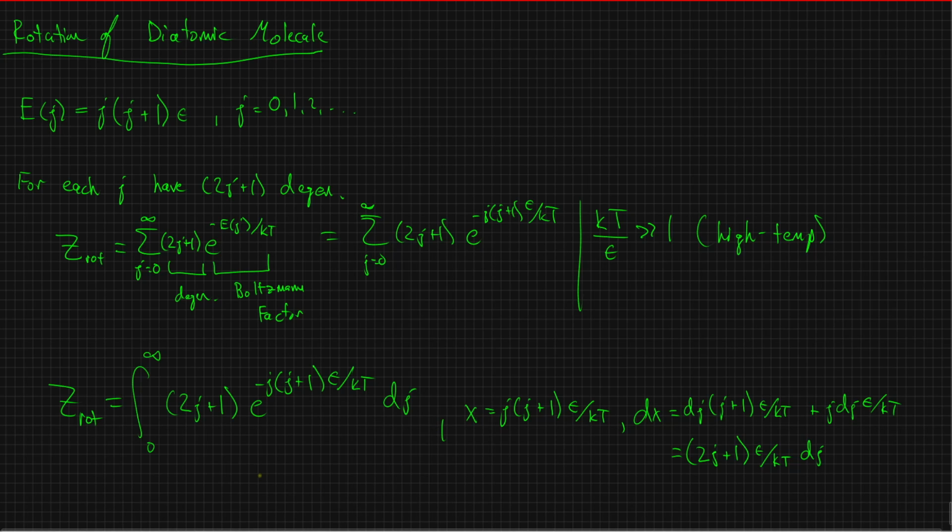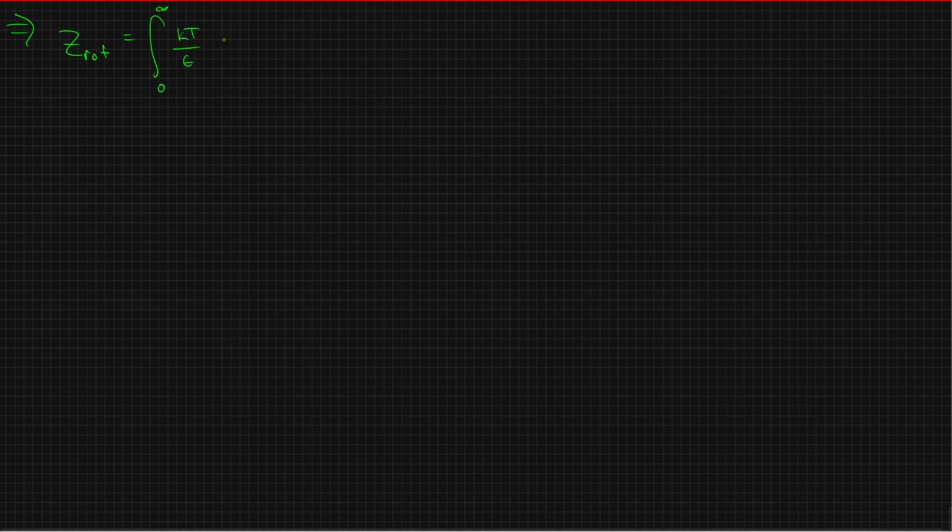If we use that substitution, we can say the following. Again, the limits of integration don't change. We're not changing anything there. So we'll get this factor of kT over epsilon, because we just had the 2j plus 1 over here, so multiply by kT over epsilon to get dj times 2j plus 1 in terms of dx. If we throw that in, we get e to the minus x dx. This is just a constant, so pull it out.